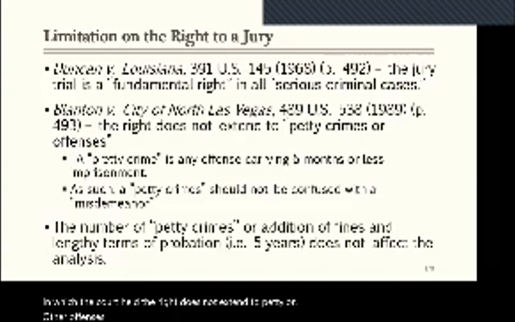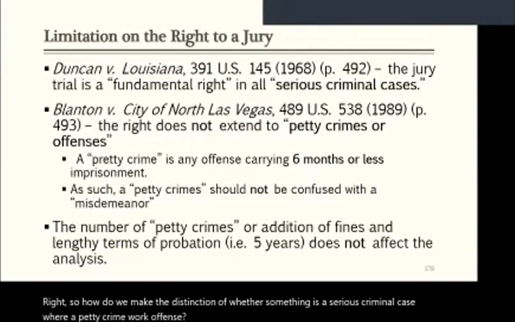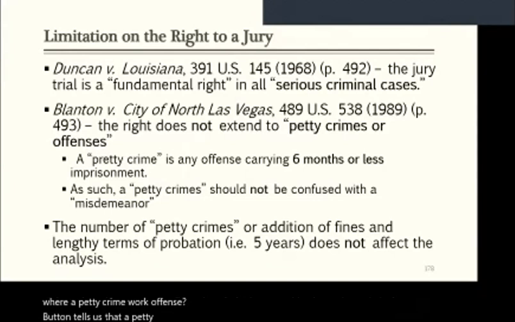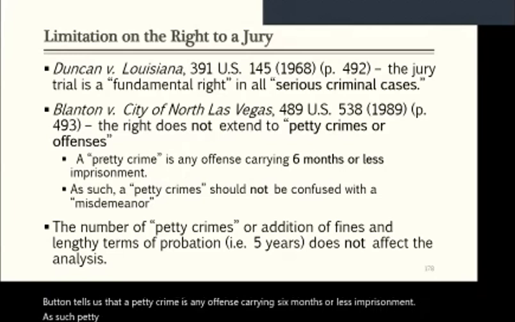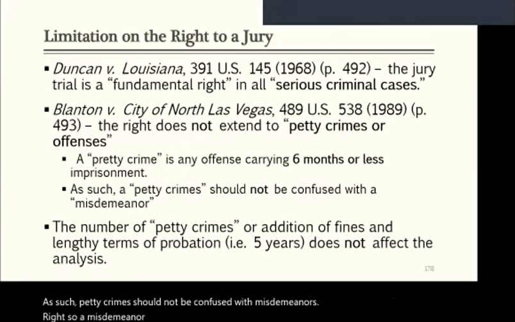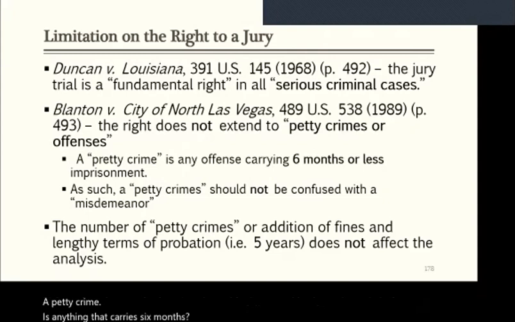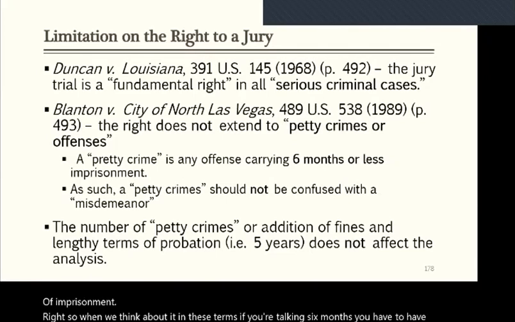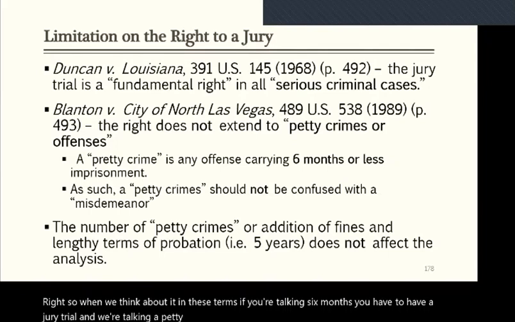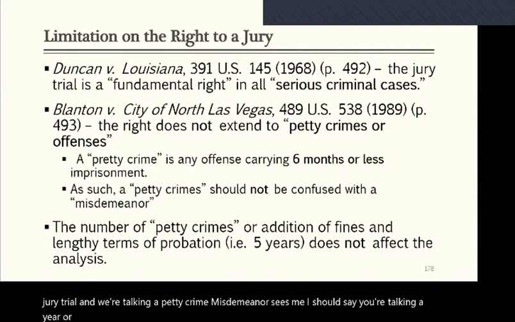So how do we make the distinction of whether something is a serious criminal case or a petty crime or offense? Well, the case tells us that a petty crime is any offense carrying 6 months or less imprisonment. As such, petty crimes should not be confused with misdemeanors. Right, so a misdemeanor is less than a year in jail, and a petty crime is anything that carries 6 months of imprisonment, right? So when we think about it in these terms, if you're talking more than 6 months, you have to have a jury trial. And if you're talking a misdemeanor, excuse me, you're talking a year or less. So 6 months versus a year or less.